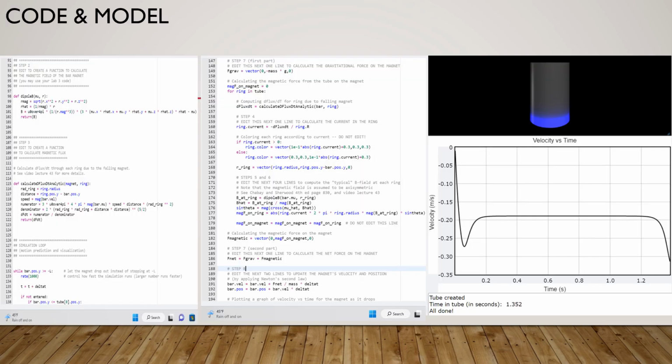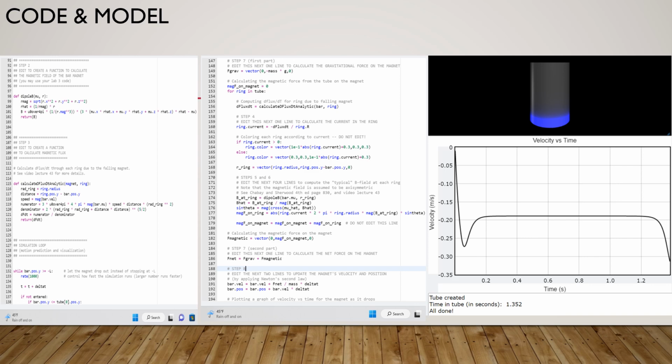On the screen, I have the relevant code. These are the key parts of the code, which show the parts that I directly edited, from figuring out what the dipole function would be, to the derivative of flux over the derivative of time function, and then this was applied to get the model as well as the velocity versus time graph.